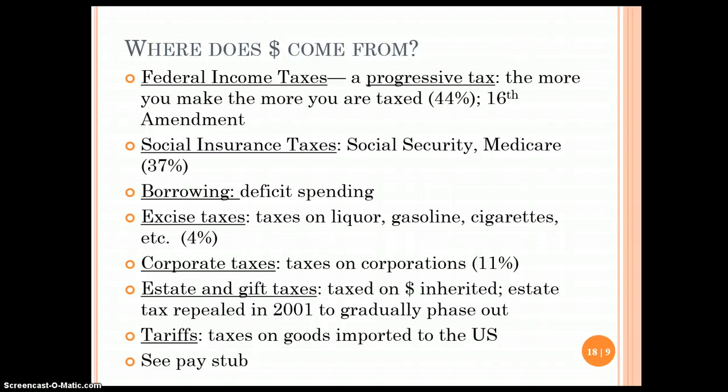So where does the money come from? Most of the money comes from federal income taxes. Federal income taxes are a progressive tax, which means the more you make, the more you are taxed. And that's because of the 16th Amendment. We also have money coming in from social insurance taxes. If you have a job, you pay money into Social Security and into Medicare. That's about 37%. And then the rest of that, the government borrows.